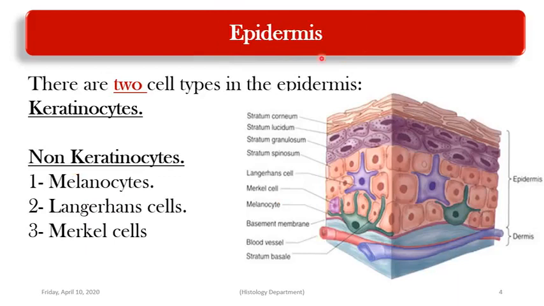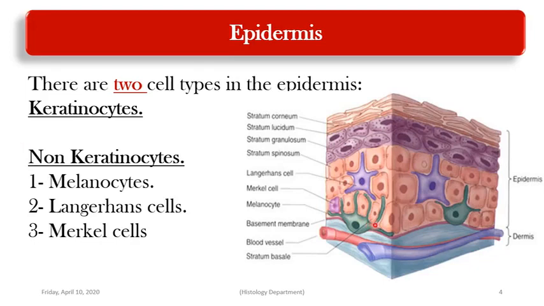First, we are going to discuss the epidermis. As I said, the epidermis is formed of stratified squamous epithelium, keratinized. It is formed of two categories of cell. First is the keratinocyte, and second is the non-keratinocyte. Non-keratinocyte is formed of melanocyte, this is the melanocyte, and Langerhans cell, this is the Langerhans cell, and the Merkel cell, this is the Merkel cell.